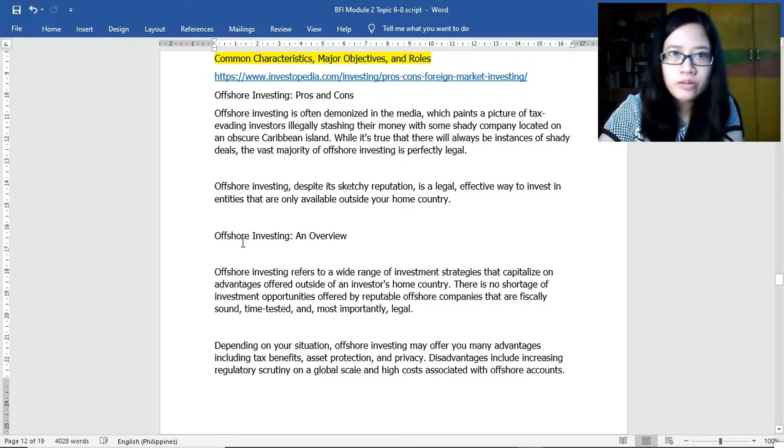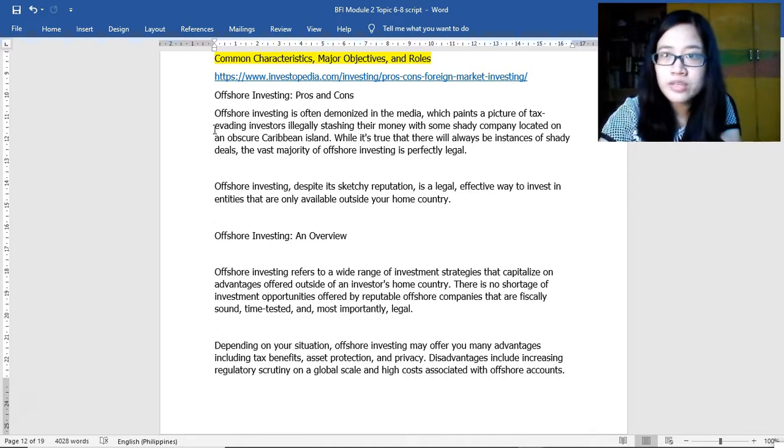Okay, so let's discuss the common characteristics, major objectives, and roles of offshore banking, or in other countries it's called offshore investing. So here's an article from investopedia.com discussing the pros and cons of offshore transactions. Offshore investing is often demonized in the media, which paints a picture of tax-evading investors illegally stashing their money with some shady company located on an obscure Caribbean island.